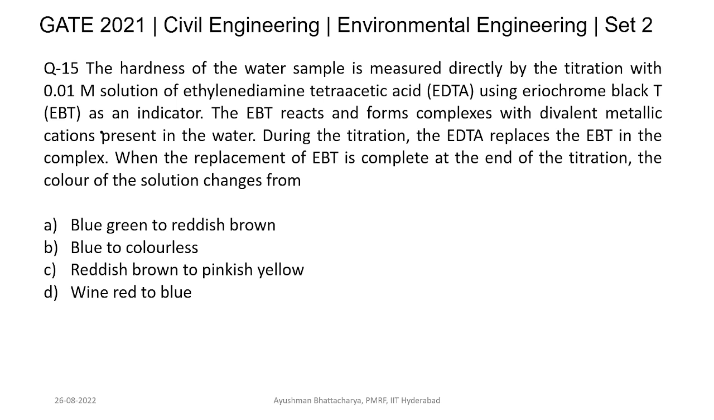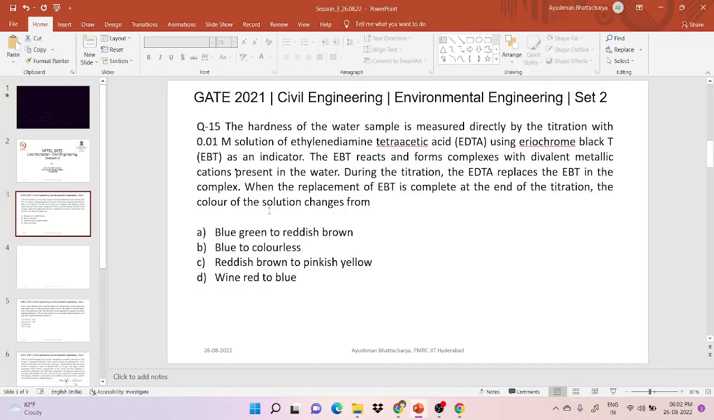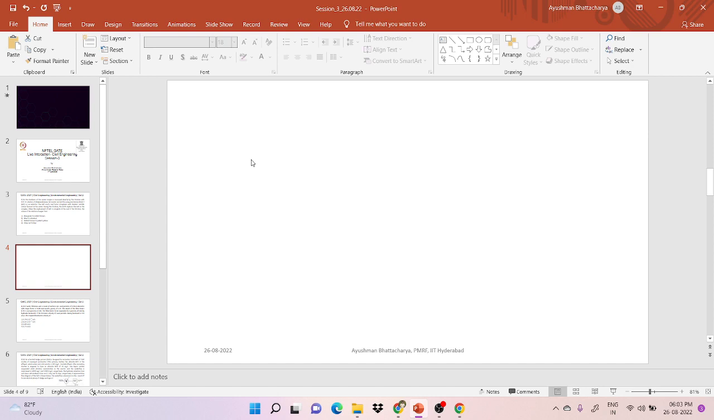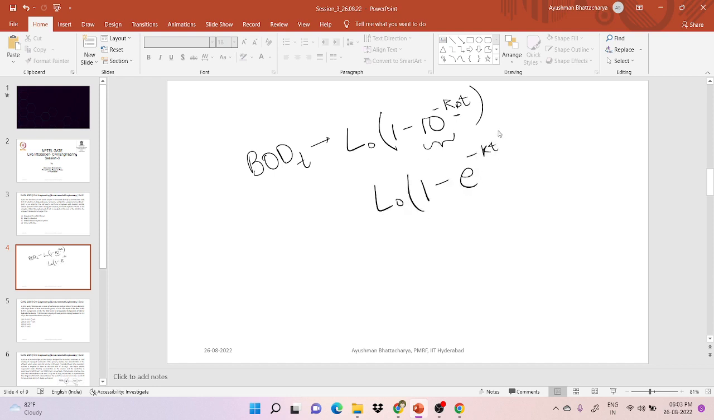So in the last class, some of you asked me about the BOD rate constant that I mentioned in the first class. So I will explain it here. For BOD at time t, we write it like this: L is equal to L naught into 1 minus 10 raised to the power minus kd t, if it is base 10. If it is base e, we write it only as k, not kd: L is equal to L naught into 1 minus e raised to the power minus kt. And the conversion factor from kd to k is kd is equal to k upon 2.303, which is equivalent to 0.434 k. I hope this is clear now.